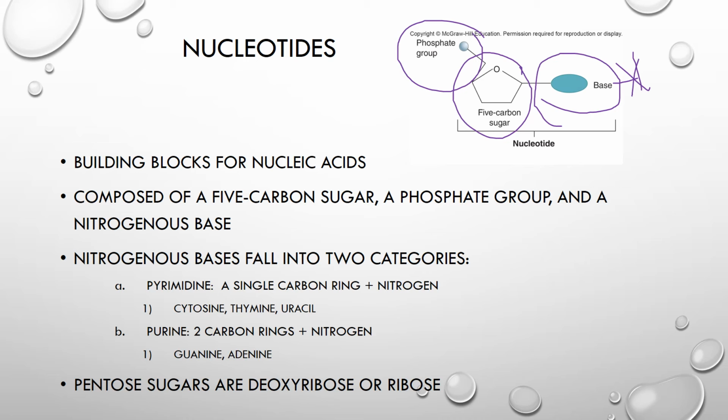The nitrogenous bases fall into 2 different categories: pyrimidines and purines. Pyrimidines have only 1 carbon ring and a nitrogen, and these include cytosine, thymine, and uracil. Purines have 2 carbon rings and a nitrogen, and these are only guanine and adenine. The pentose sugars are either going to be deoxyribose or ribose. Deoxyribose is for DNA, and ribose is for RNA, and that's what makes the difference between the two.